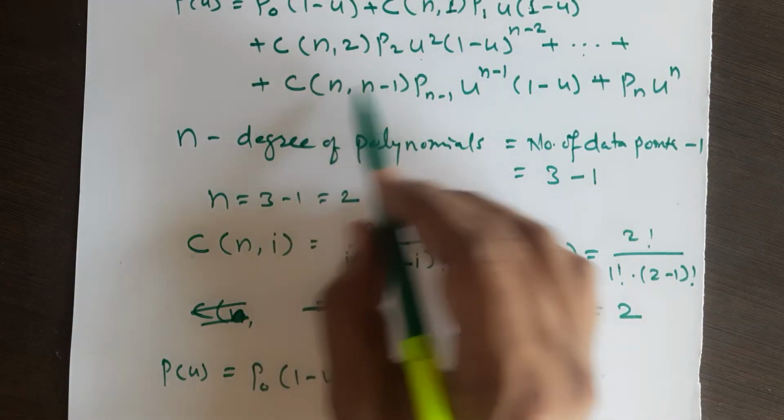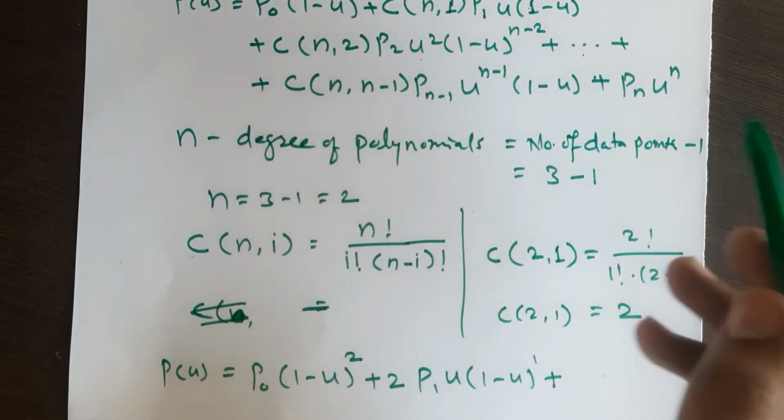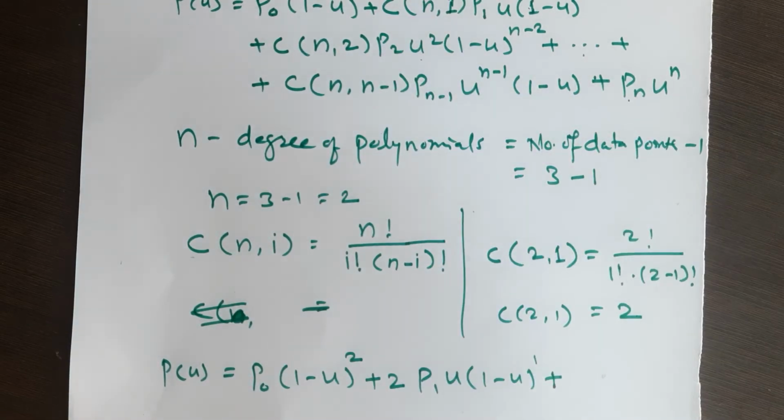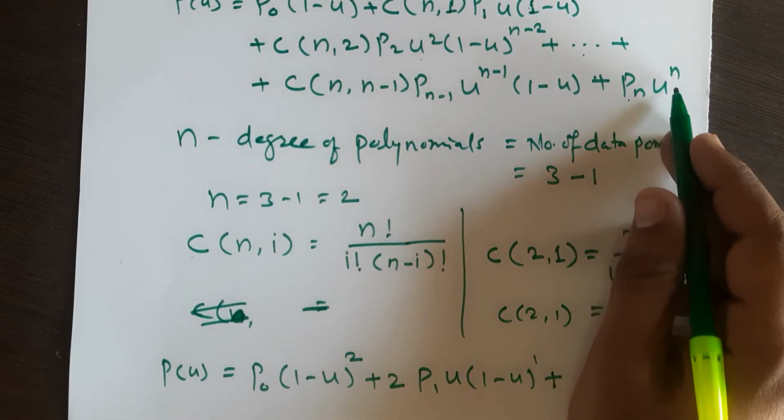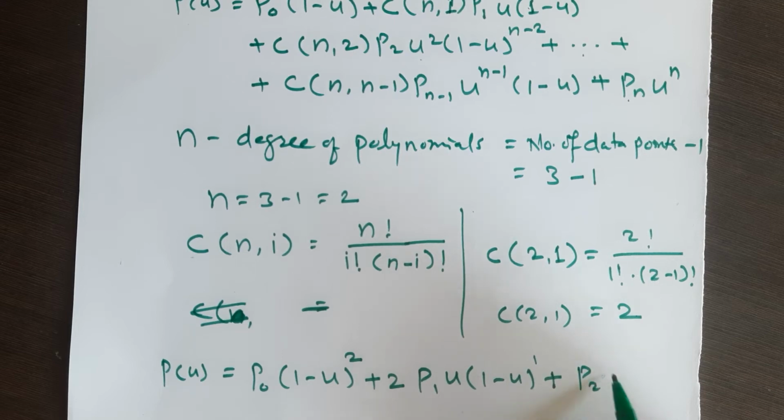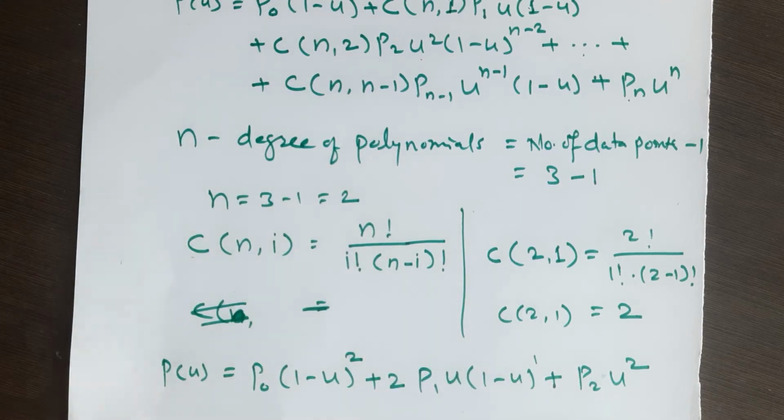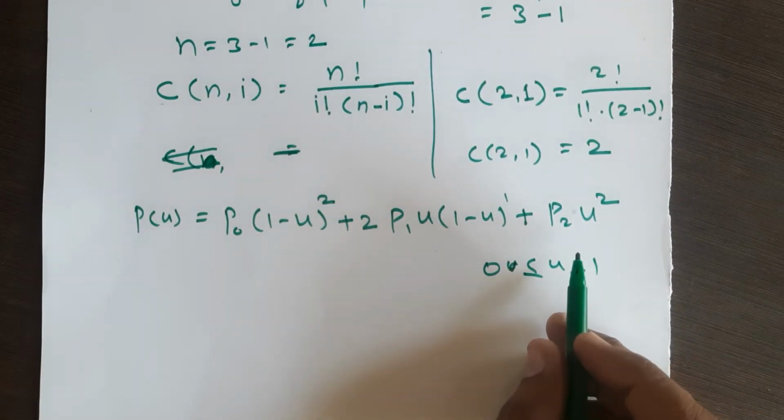So these terms you have to ignore, only the last term you have to write here, Pn and u raised to n. So here Pn is nothing but P2 and u raised to n is u square. Okay, so this your equation will be reduced to this much only. So where u will vary from 0 to 1. Okay, so equation will become like this.